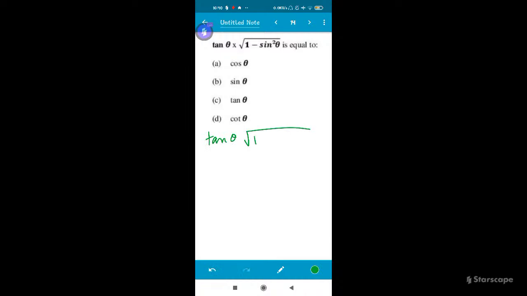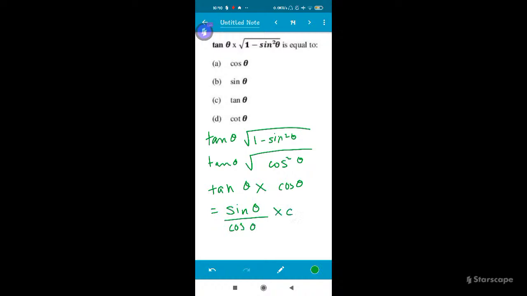So tan theta into square root of 1 minus sine square theta. We know 1 minus sine square theta is cos square theta. So in place of 1 minus sine square theta, I can write cos square theta. Now I can take it out from the square root. So cos square theta, square root of that will be cos theta. And now tan theta can be written in terms of sine and cos. We can write sine theta by cos theta. And over here we had another cos theta. So they will get cancelled out and we are left with sine theta. So sine theta is our answer. Our answer is option number B. This is one of the questions from a sample paper, most probably of 2002. So this question is very important and very easy also.